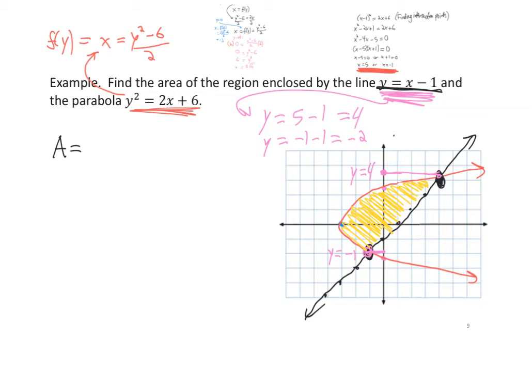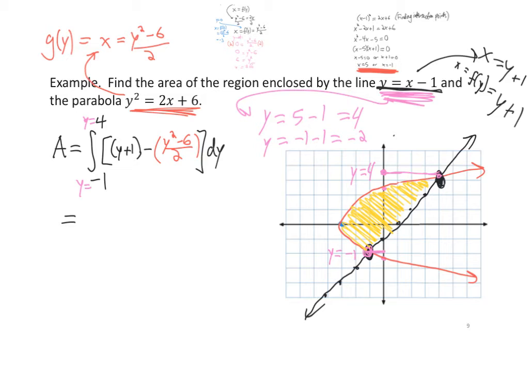And then since we're at it, let's write x as a function of y over here. Just to be consistent with the notation we've been using, I'm going to say that this is g of y for the parabola, and the line should be x equals f of y, which is y plus 1. And so when we set up the integral, this is what we're going to have.